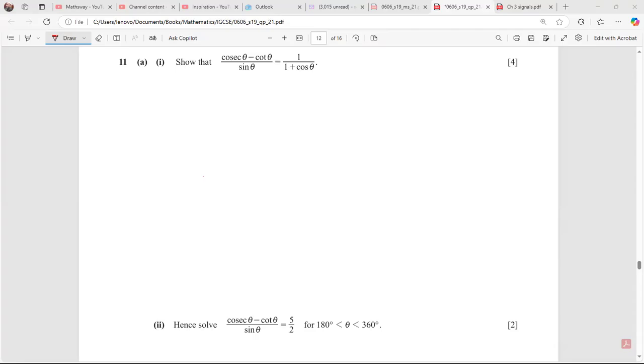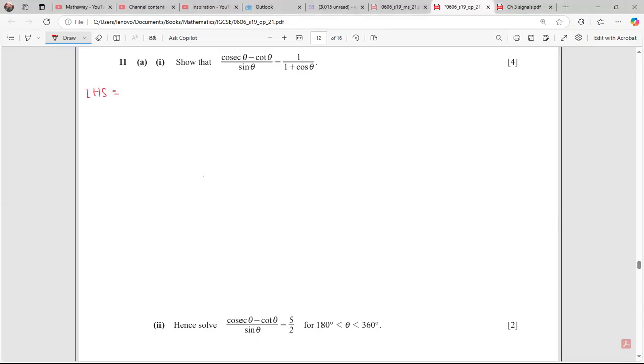We will be doing question number 11. Okay, so we have to prove this identity. We will start from the left hand side, which is (cosecant theta minus cotangent theta) over sine theta.